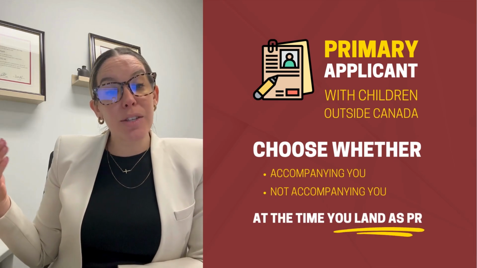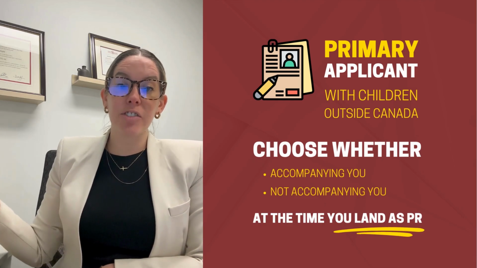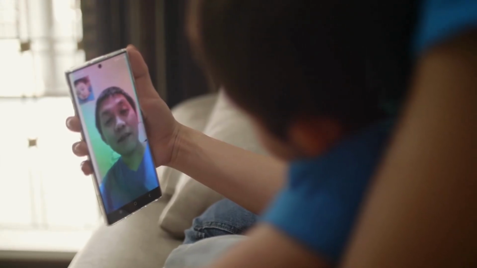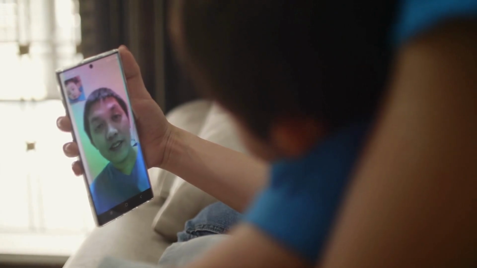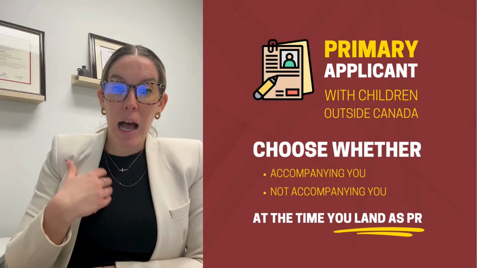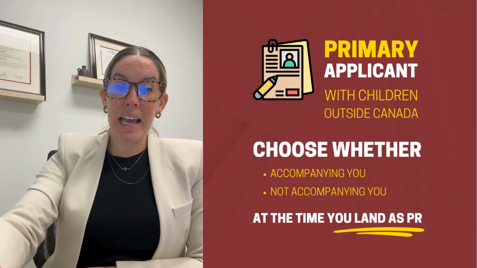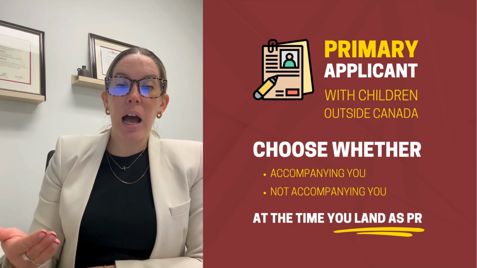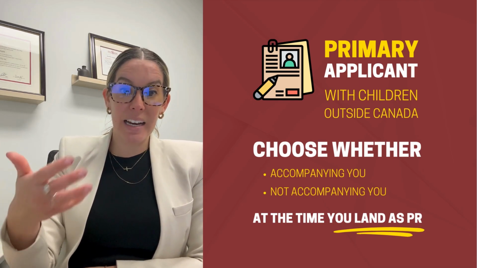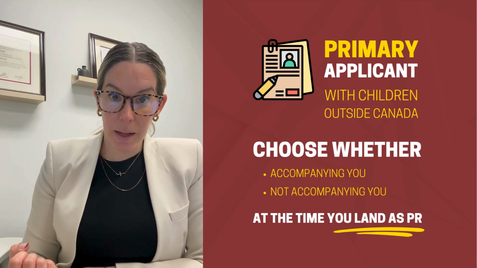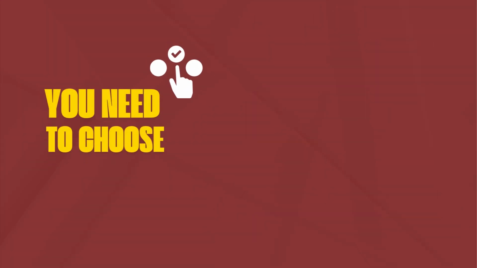So this applies to applicants who perhaps have children in other countries, who live with their biological mother or father and do not live with you permanently and will not be coming to Canada or landing with you as a permanent resident in Canada, even if you are already in Canada. You need to choose one or the other.